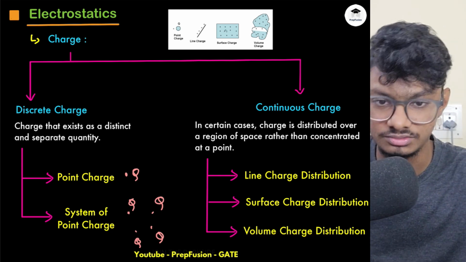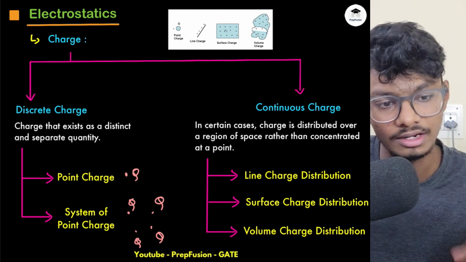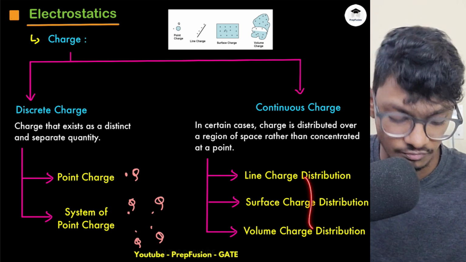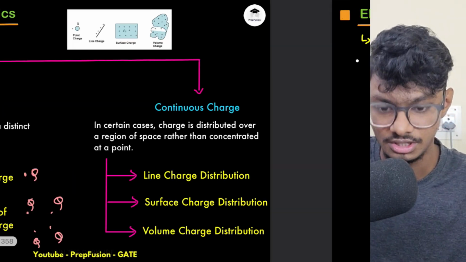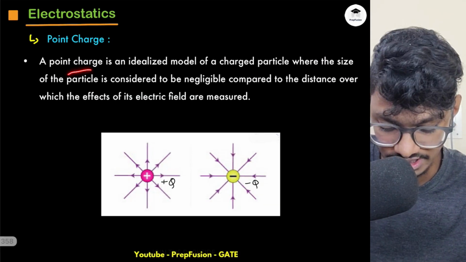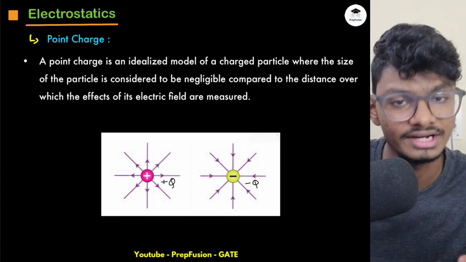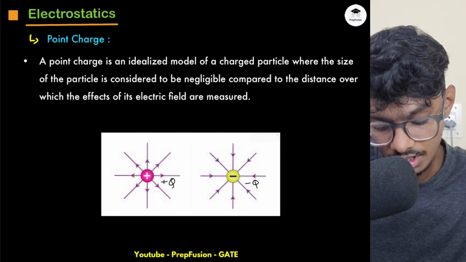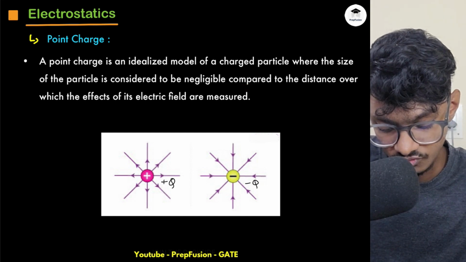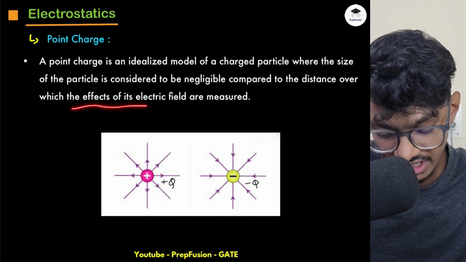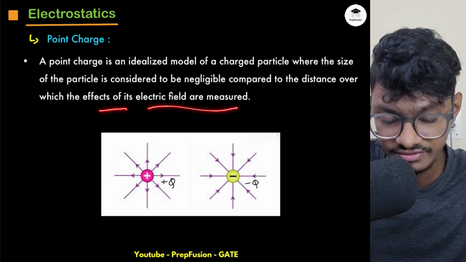We'll study all these; we'll just know the basics of these 3, and obviously we'll derive many things for these 3 types of charges. So first let's study point charge. A point charge is an idealized model of a charged particle where the size of the particle is considered to be negligible, almost zero, compared to the distance over which the effects of electric fields are measured.